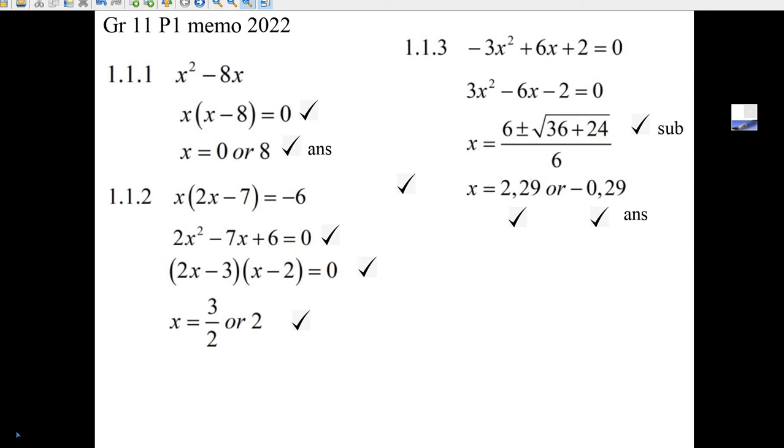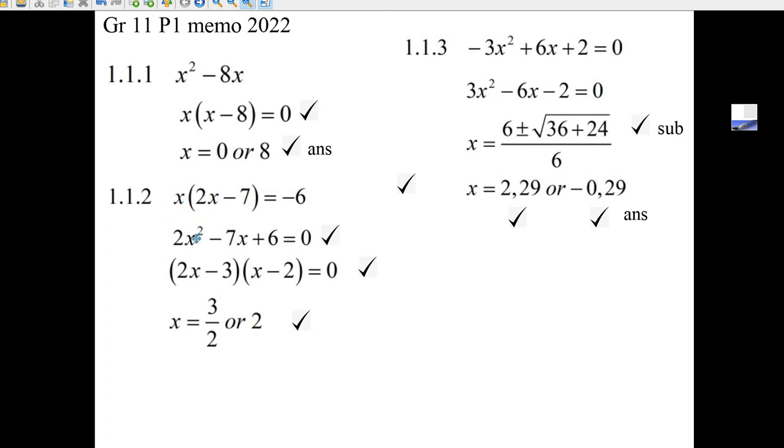This is Fisher High School 2022, Paper 1, Grade 11. Let's just take a look at these questions. The first question was, solve for x: x squared minus 8x. So you just factor out x times (x minus 8). And your answer is, what would make it 0? x is 0, or 8 makes it 0. So there's your two answers.